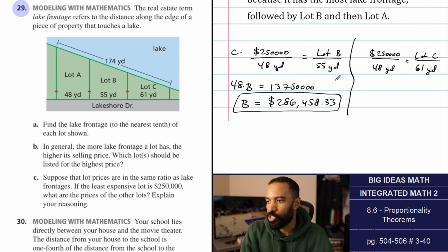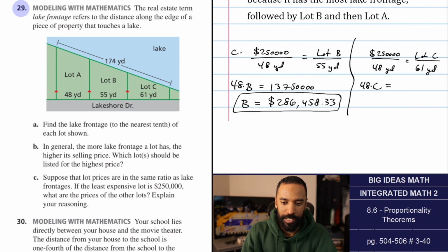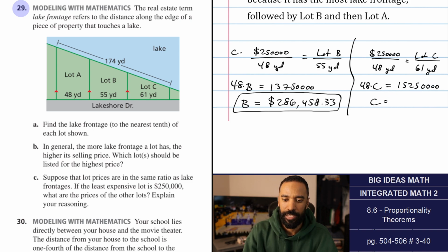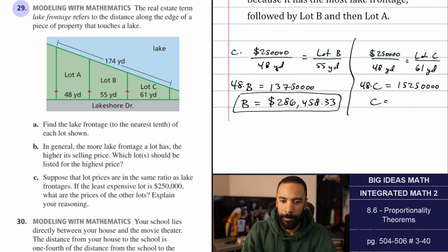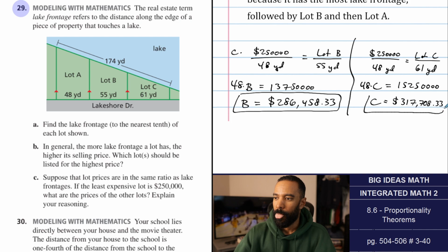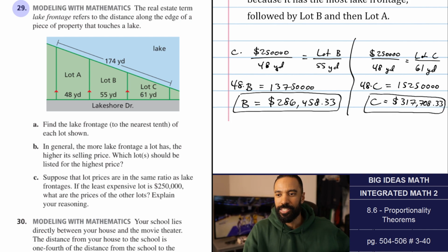So for this other one, 48C equals 61 times 250,000, and that's 1,525,000 divided by 48. And I'm getting 317,708.33. Always keep a quarter, a nickel, and 3 pennies at hand.